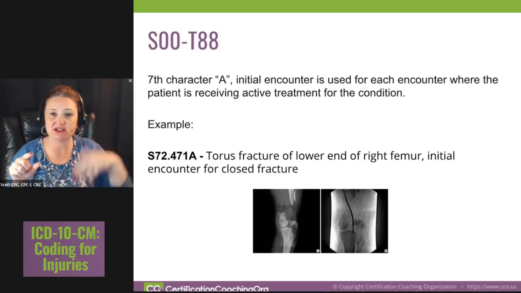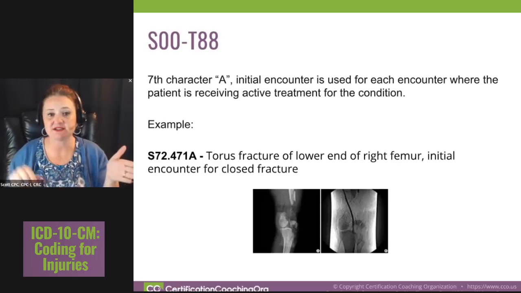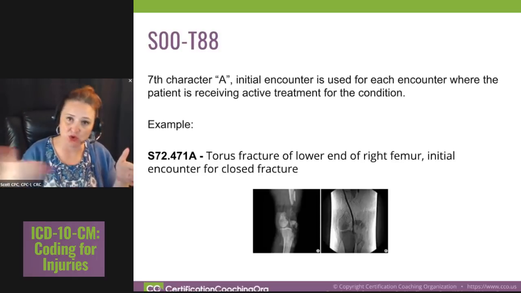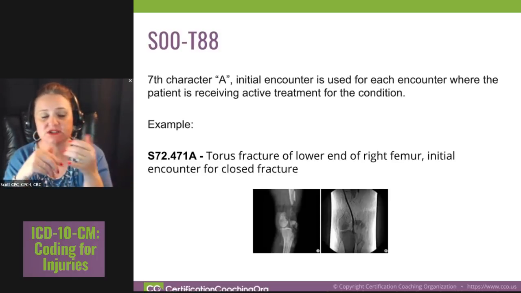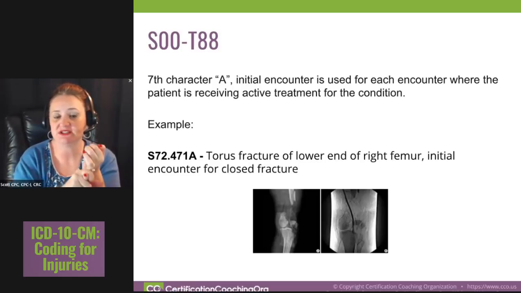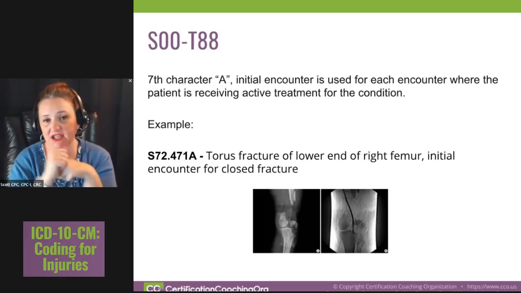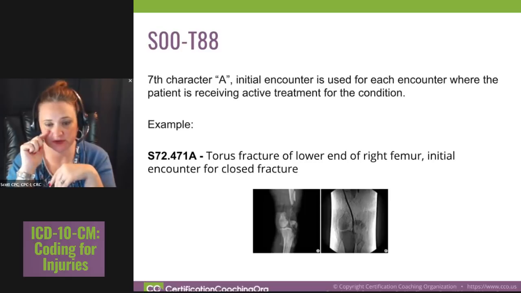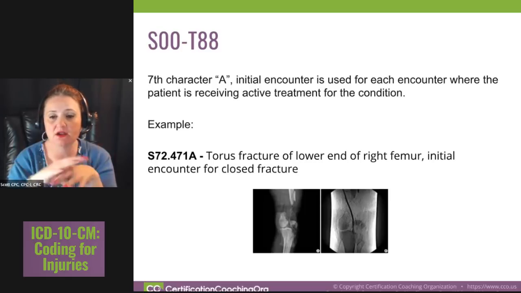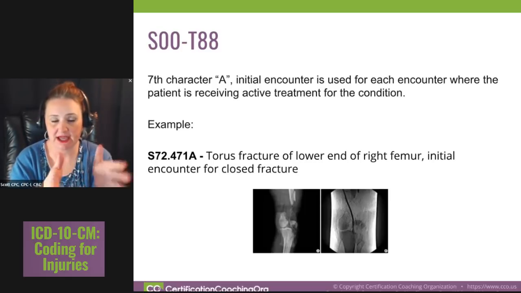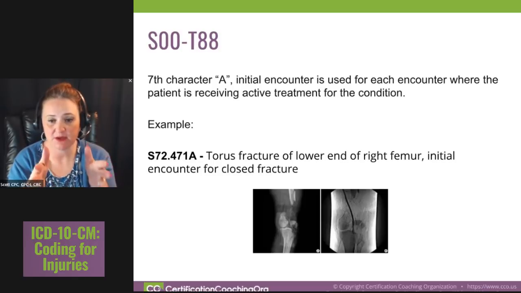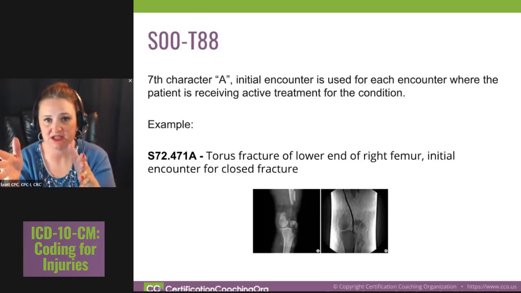So let's start, instead of at the left with the S, let's start at the A. And let's work it backwards, how the code tells us. So we know you're always going to need to know that it's a closed or open fracture. That's like the first thing that you need to know when you go to do fractures. Okay, then initial encounter, yes. First time they're being treated. Let's say they come into the ER.